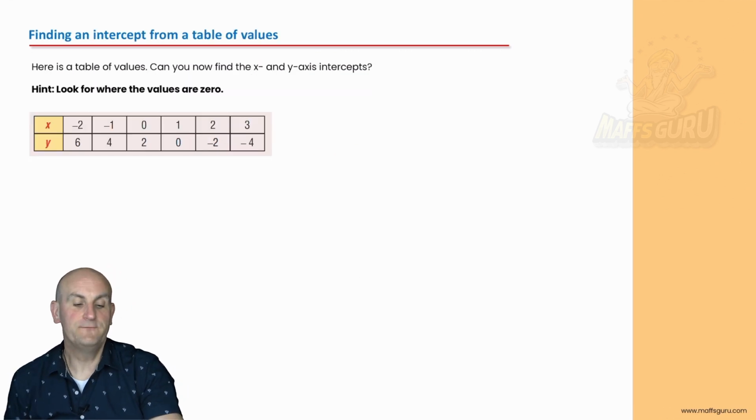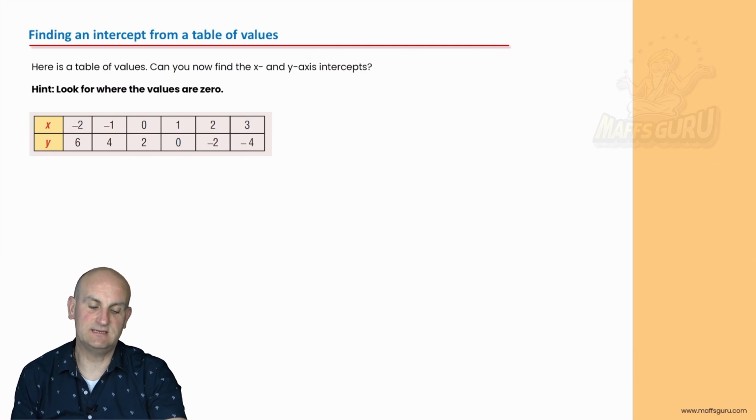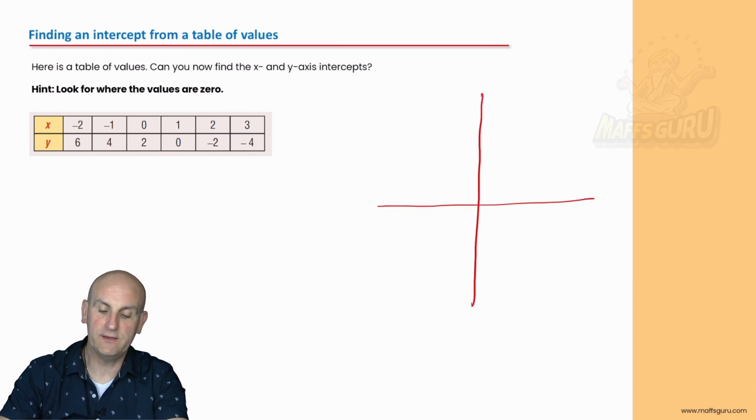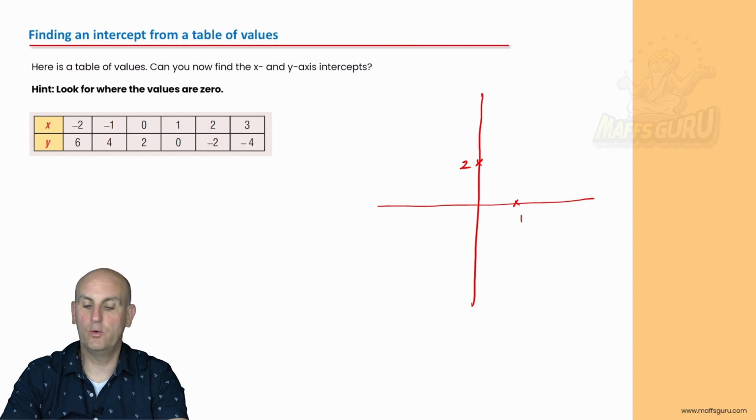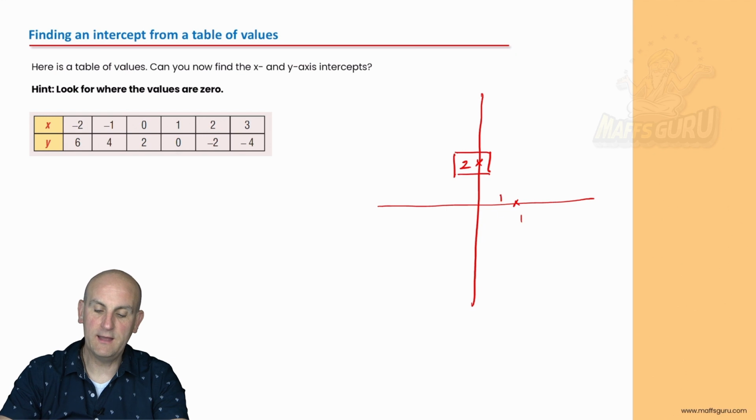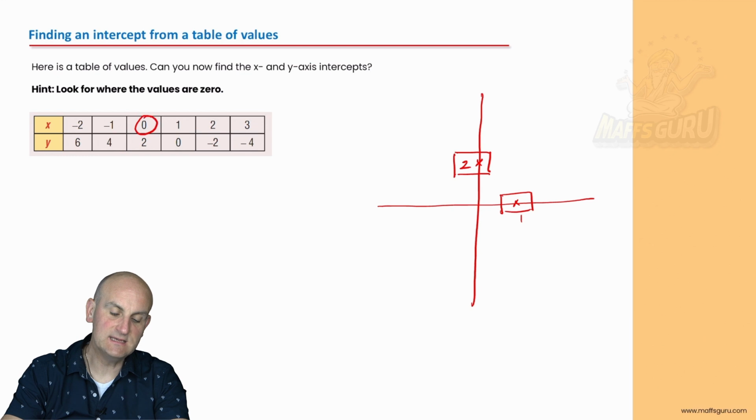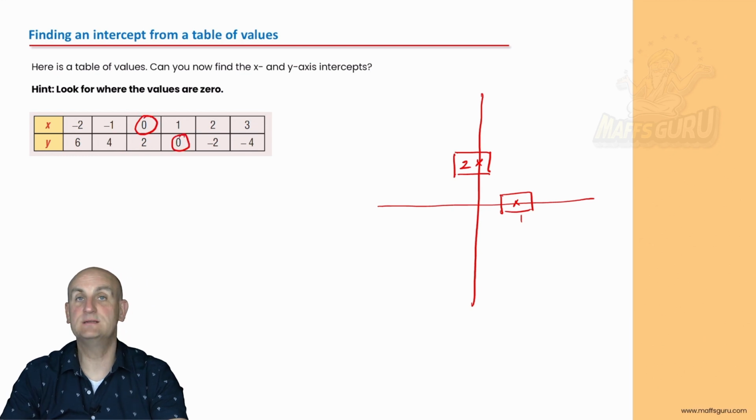So here we go. Finding an intercept from a table of values. Here is a table of values. Can you find the x and y-axis intercept? Well, actually, I gave you a bit of a hint earlier. Remember, if we were to plot this graph, we would have 0, 2. We would have 1, 0, and all those other points. But we know that that point there and that point there are my x and y-axis intercepts. So anything that has a 0 in the table is going to be an intercept.